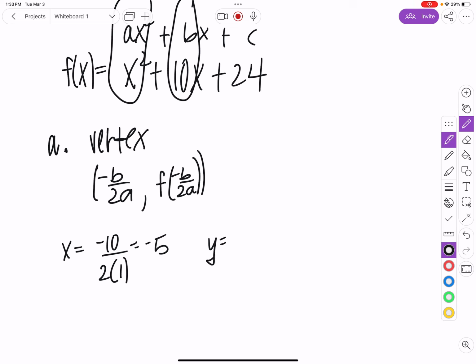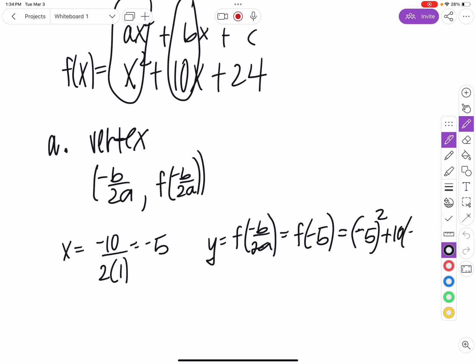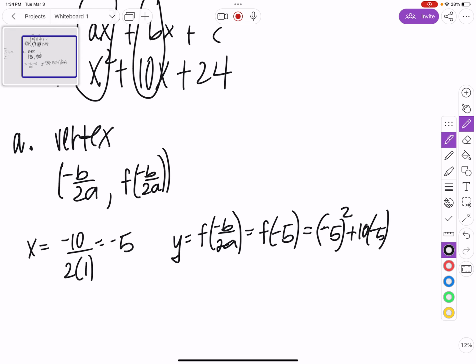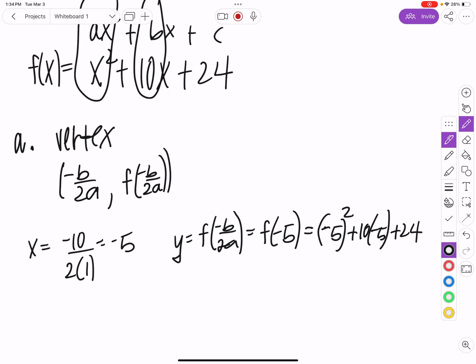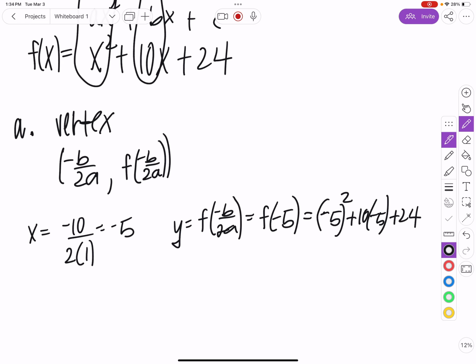Now that I know that x is negative 5, I can plug f of opposite b over 2a into the original function. F of opposite b over 2a is the same thing as f of negative 5, because negative 5 is equal to opposite b over 2a. So I'm going to plug negative 5 into the original function. Negative 5 squared plus 10 times negative 5 plus 24. And let's see, that's going to give us negative 1.